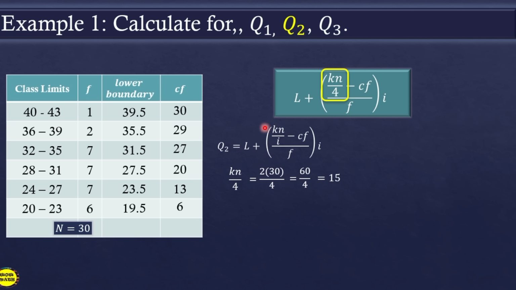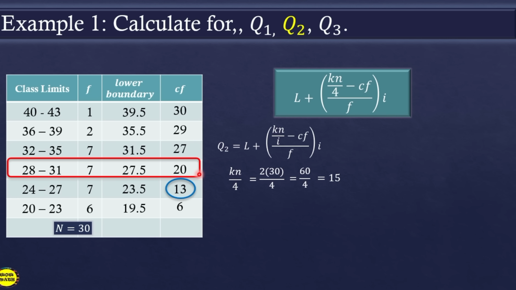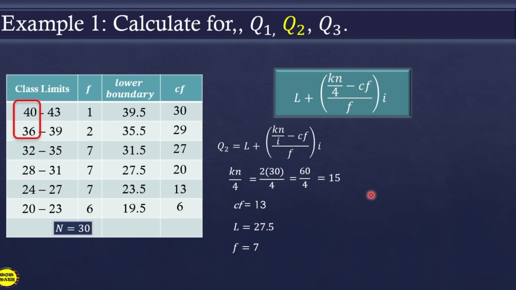And 15, kagaya ng ginawa natin, ay nasa pagitan ni 13 and 20. Okay? Pero ang lagi ninyong kukunin is yung mas mataas na number. So, ibig sabihin, ito yung quartile class natin. Makukuha na natin ngayon yung ibang given. So, yung cumulative frequency natin is 13. And then, yung lower boundary natin is 27.5. Frequency is 7. And same pa rin yung i natin, that is 4.